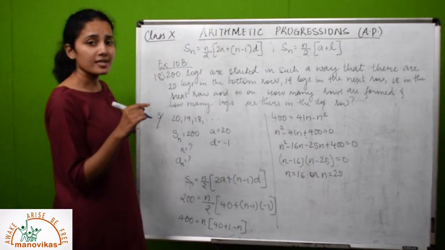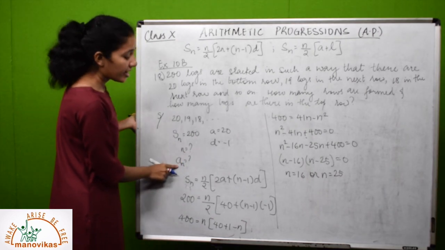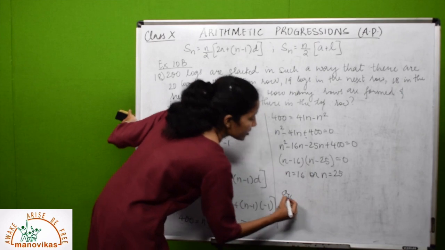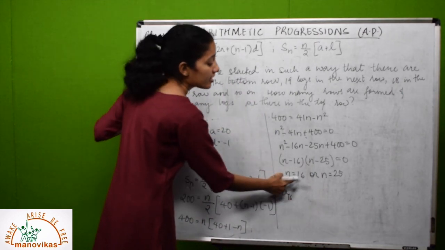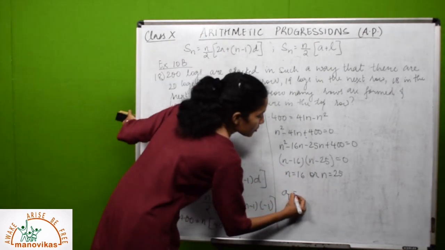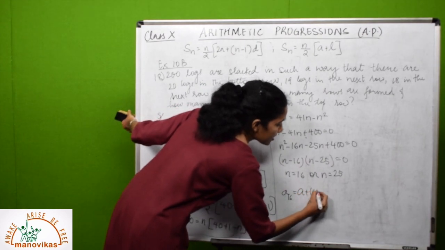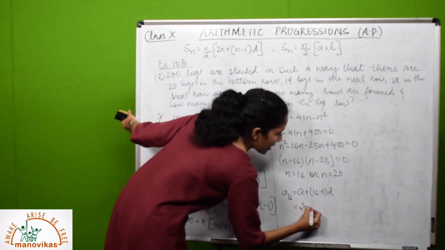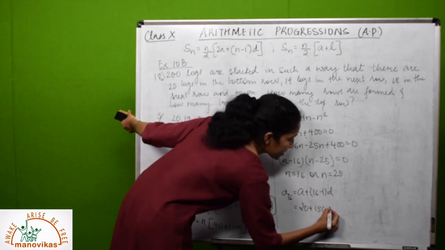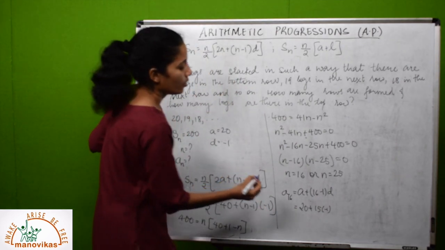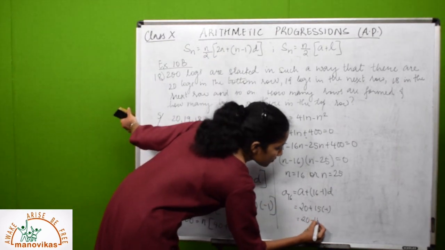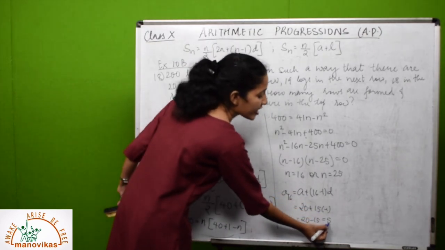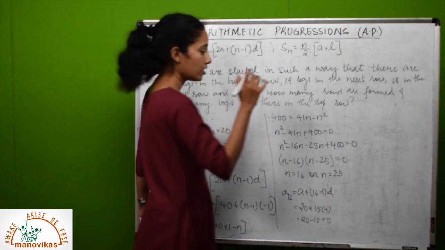Now to check which one is the correct one, let us find the nth term using both. Let us take, say, A16. Let us check how many logs are there in the 16th row. That will be given by a plus 16 minus 1 times d, where a is 20 and this will be 15 times minus 1, which will be 20 minus 15, that is equal to 5, which is working out. So it means there are 5 logs in the 16th row.